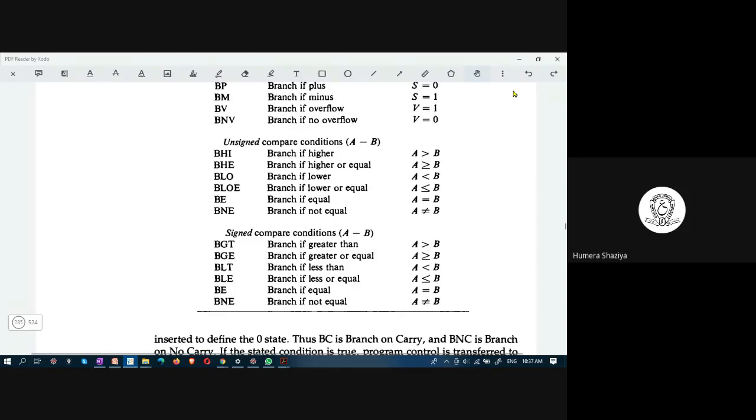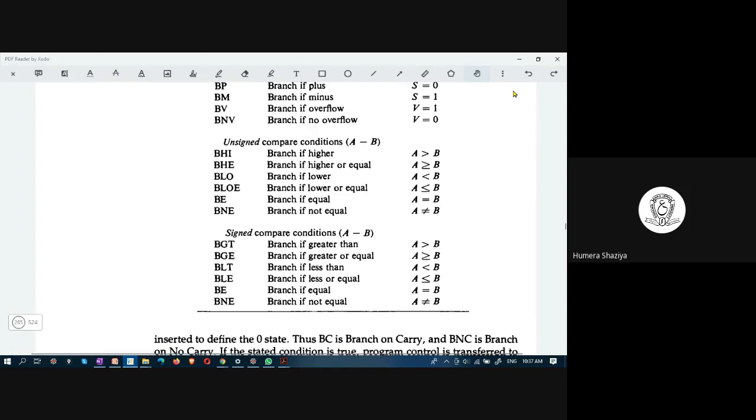If A greater than B, it means A is higher. A greater or equal to B, A is higher or equal to B. A less than B, A is lower or less than B. And you observe here, these are the operations BHI, BHE, BLO, BLOE, BE, BNE. BE is if both are equal, BNE is both are not equal.